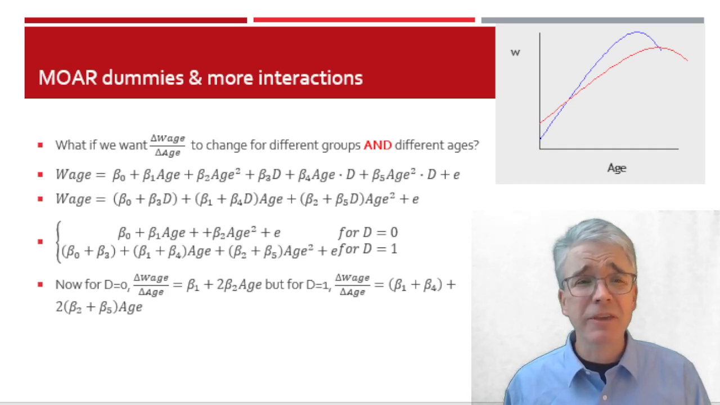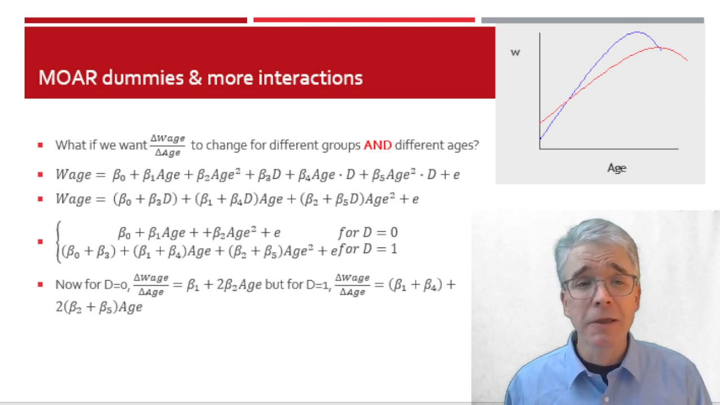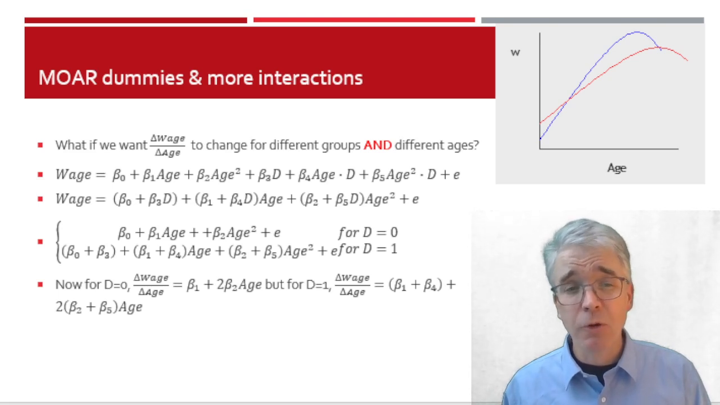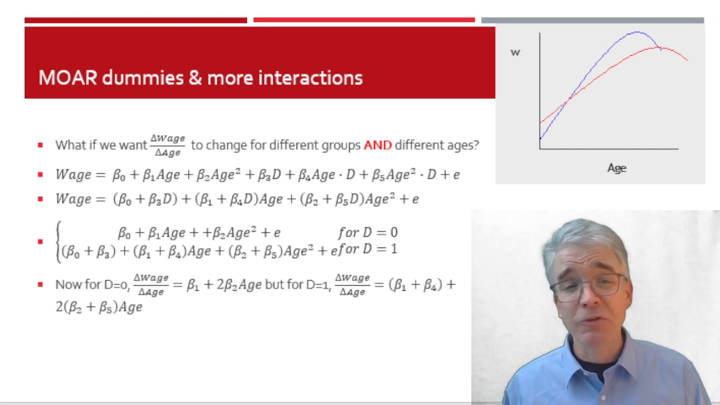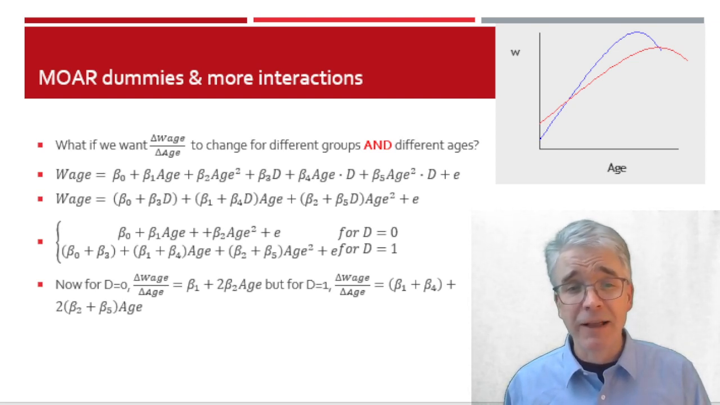It might be tough to see if you just stare at the equations. I don't know how much you remember your algebra class from long ago. Often it's helpful to draw the graph. From the equations for the two groups, people with d equal to 0, people in the base group, have a typical equation where wages are beta naught plus beta 1 age plus beta 2 age squared. For people in the other group with d equal to 1, the intercept term is beta naught plus beta 3. The coefficient on the linear term is beta 1 plus beta 4. And the coefficient on the squared term is beta 2 plus beta 5.